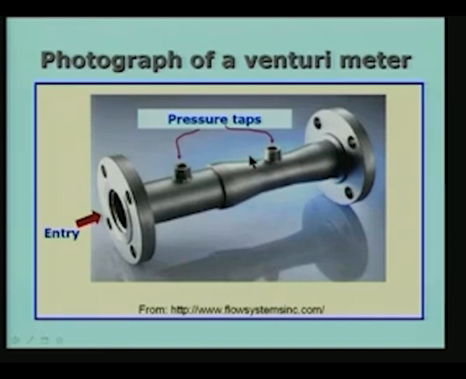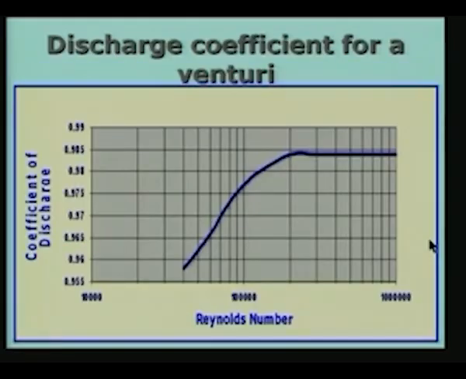So, these two pressure taps are used for measuring the delta P, which is related to the Q of the venturi meter, or the velocity, the flow rate.